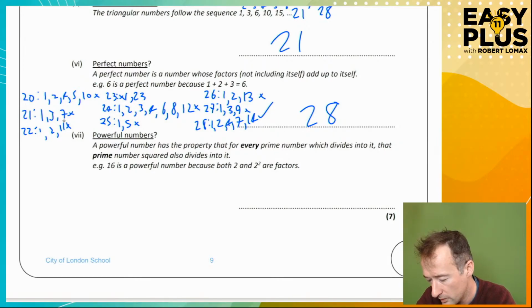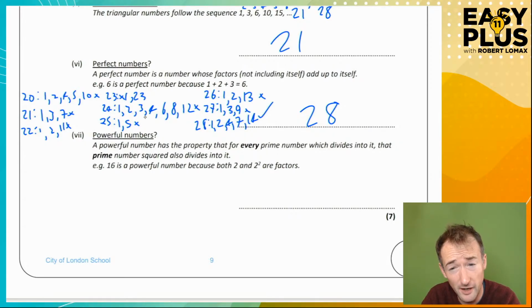21, we've got 7 in there as prime. 7 squared is 49, that's bigger than 21, so it's not going to count. 22, we got 1, 2, 11. 11 squared is bigger than 22, not going to count. 23 is prime, and 23 squared, nope. 24, what do we got here? What's prime in there? We got 2 and we got 3. Well, 3 squared is 9, and 9 is not a factor of 24.